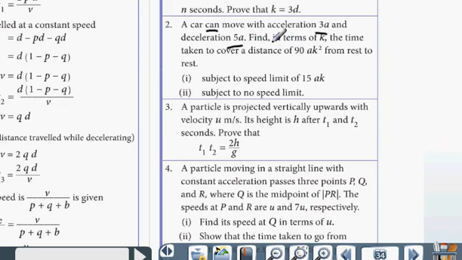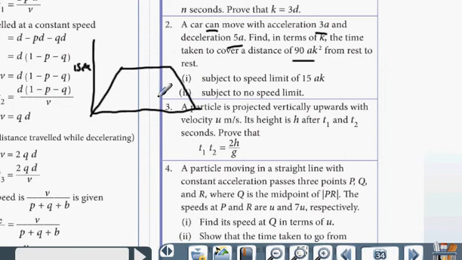Find in terms of k the time taken to cover a distance of 98k squared from rest to rest, subject to a speed limit of 15, and in question 2, subject to no speed limit. Let's concentrate on question 1. Usually when we have an acceleration and deceleration, we're going to accelerate, hit our speed limit of 15, isn't that correct? Then keep going as long as we can, and then jam on the brakes. And then we're going to have two triangles and a rectangle.